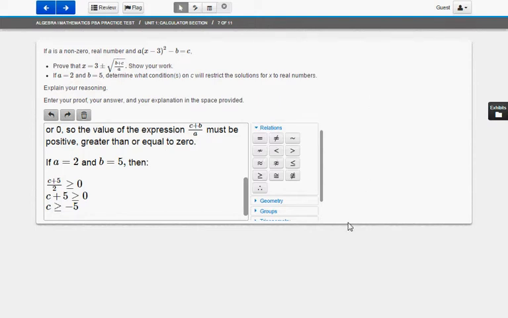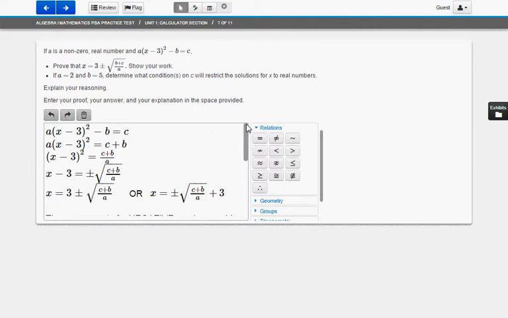Explanation for question number 7 out of 11 on the calculator section of the mathematics practice test. The question says that if A is a non-zero real number and A times the quantity x minus 3 squared minus B is equal to C, prove that x in that equation must be equal to 3 plus and minus the square root of the quantity B plus C over A. Show your work. Type it into this text box.